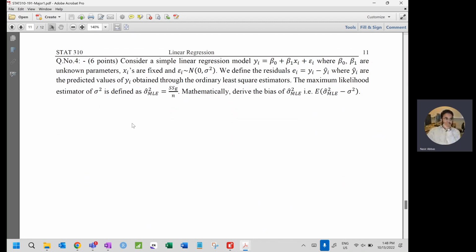This one was bonus. Again, what are we supposed to do here? MLEs. I think we did not do MLEs this semester.